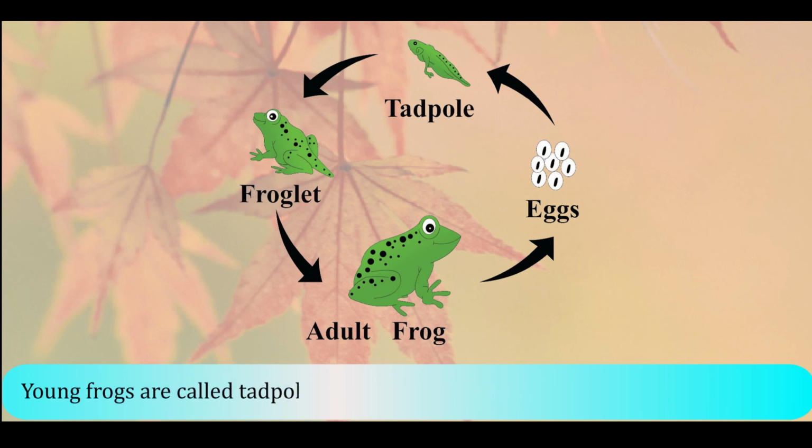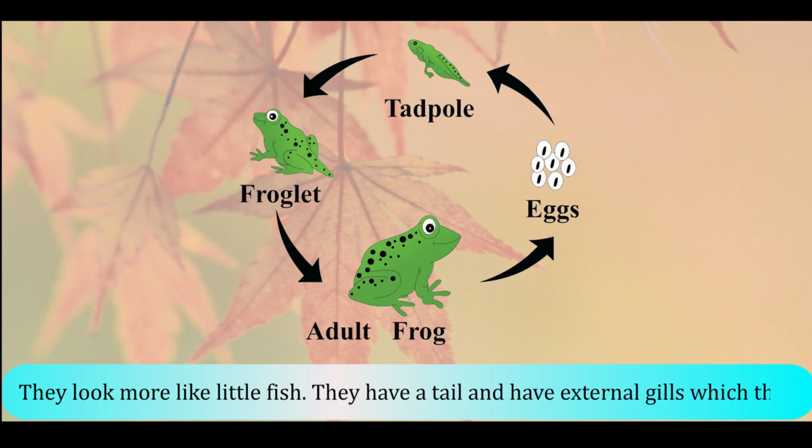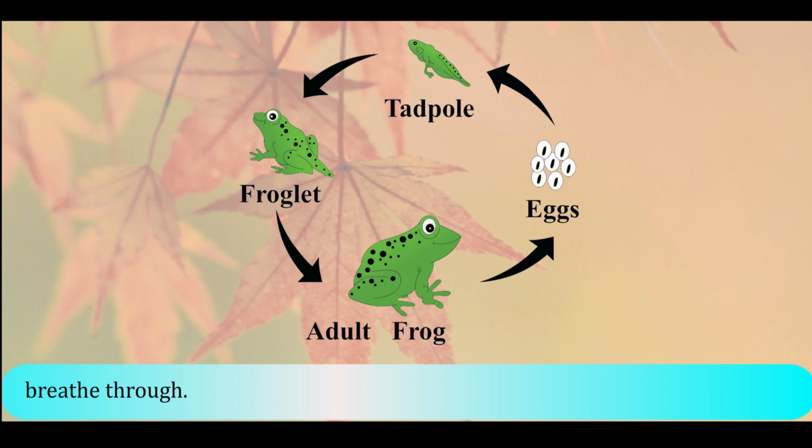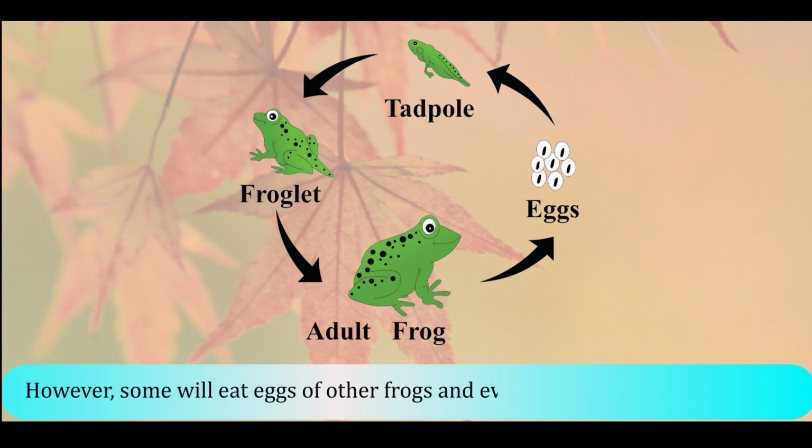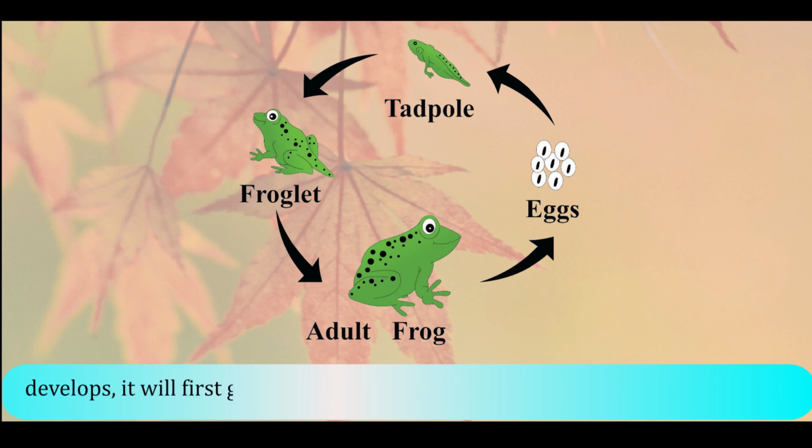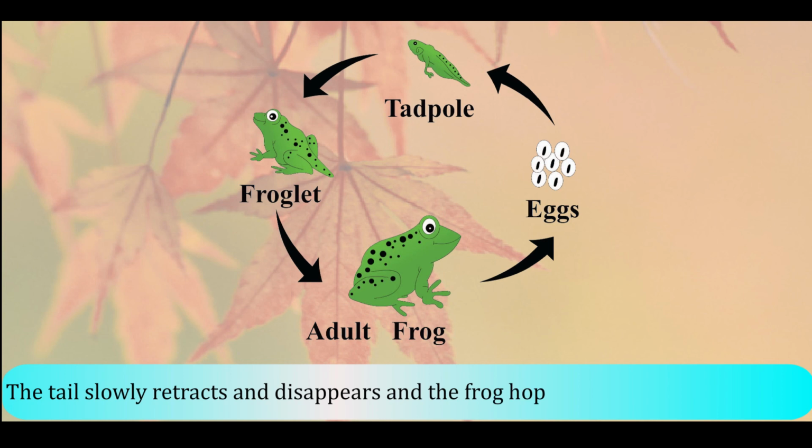Young frogs are called tadpoles or polliwogs. They do not look like frogs yet. They look more like little fish. They have a tail and have external gills which they breathe through. Tadpoles eat plants and decaying animal matter. However, some will eat eggs of other frogs and even tadpoles. As the tadpole develops, it will first grow the hind legs and then the front legs or arms. The tail slowly retracts and disappears, and the frog hops up to the land as an adult.